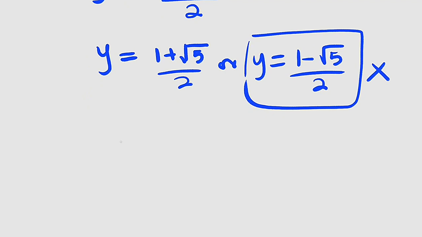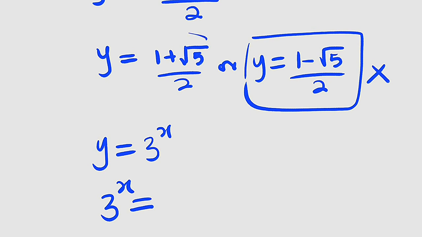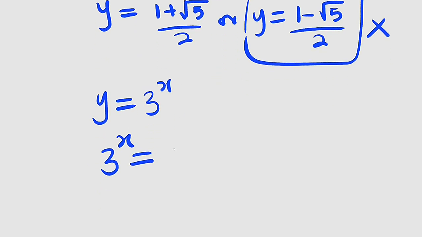So one thing you should remember is that y was 3 to the power of x. Therefore, we are going to set 3 to the power of x equal to y, which we have here as 1 plus square root of 5 divided by 2. So we have 1 plus square root of 5 divided by 2.